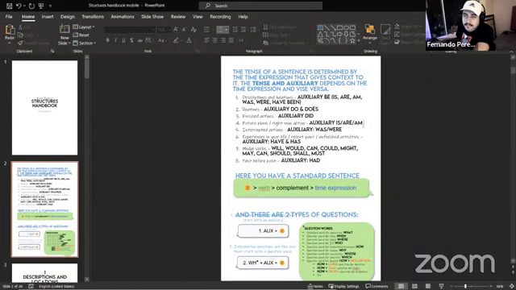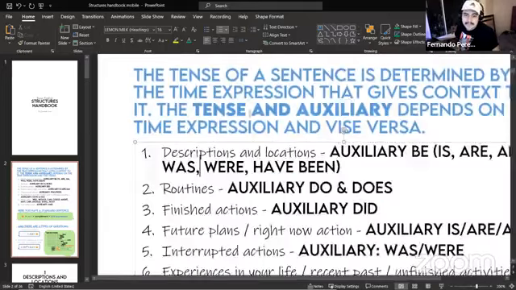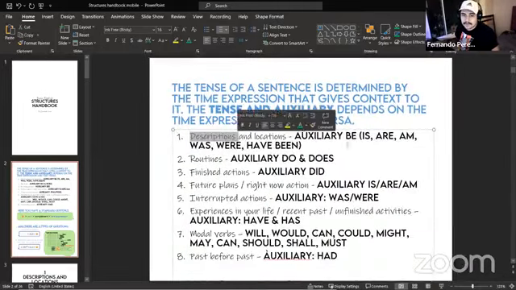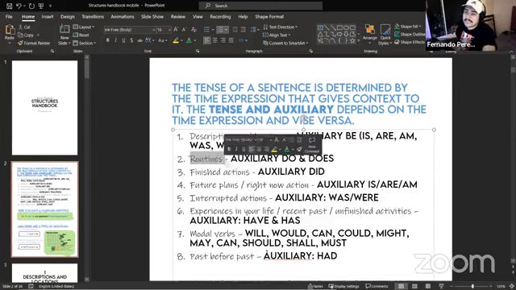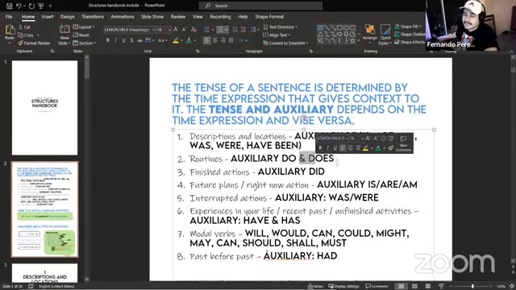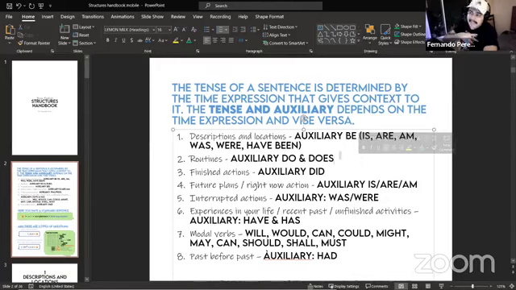Okay? It says over here that when you are describing, you use the verb to be. When you are speaking about routines, you need auxiliary do and does, and then you need to play with the verb. If it's I go, if it's she goes, and if it's they go. Finished actions, auxiliary did for the questions, and then verbs in past.